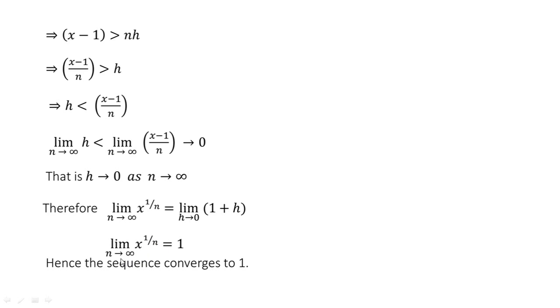The limit of x to the power of 1 by n as n tends to infinity is equal to 1. Since this sequence has a unique finite value, therefore this sequence converges to 1.